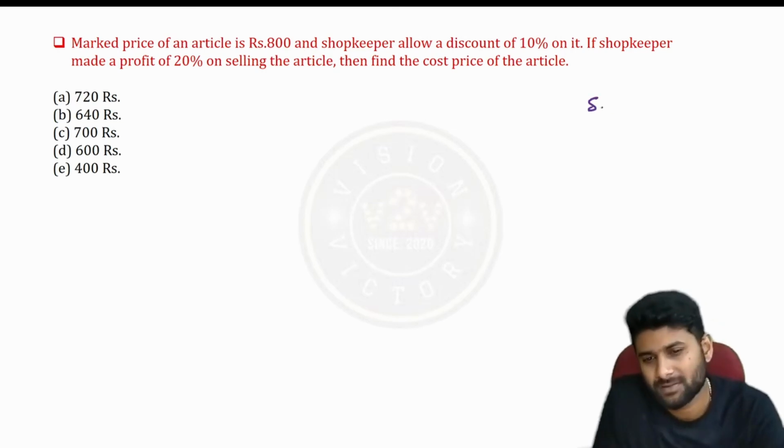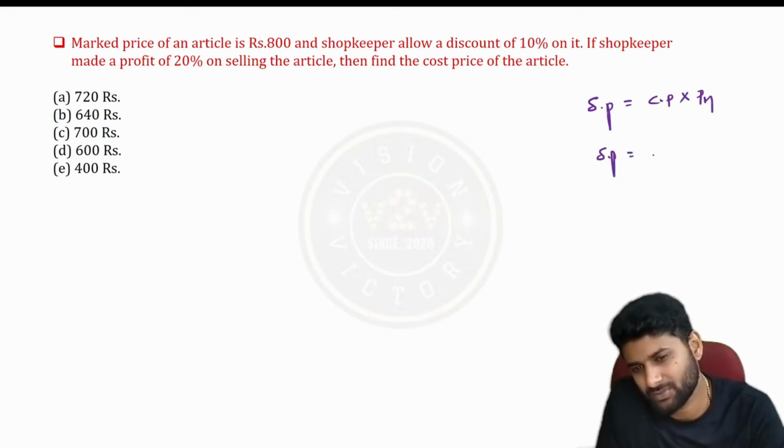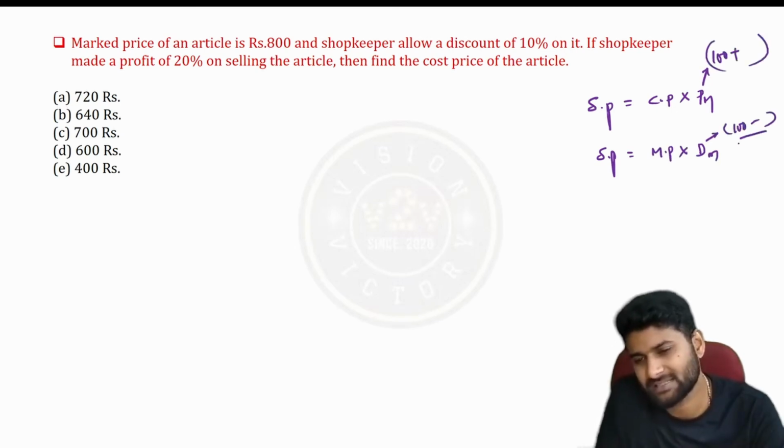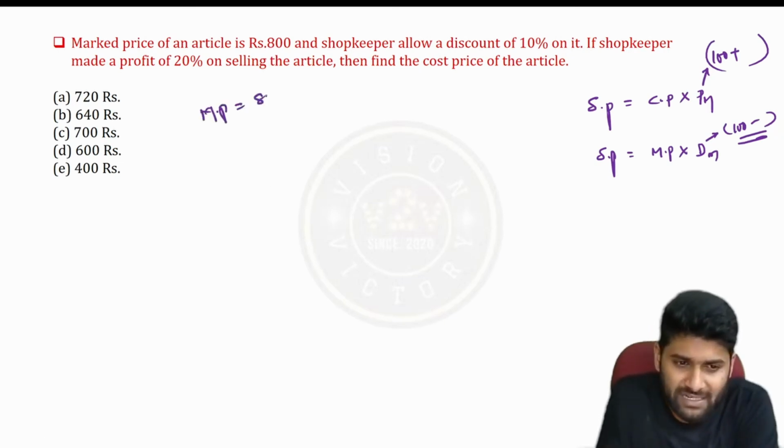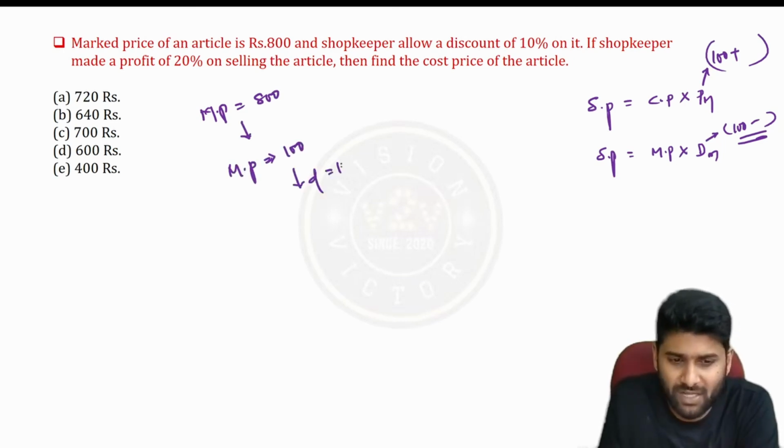See, selling price is based on cost price multiplied by the profit multiplier. Selling price is also based on market price multiplied by the discount multiplier. Profit multiplier means it's 100 plus, discount multiplier means it's 100 minus. They already gave the market price of the article as exactly 800. Let us assume market price is equal to 100 units. Now how much discount am I allowing? 10%. Now you will get the selling price. Selling price is exactly equal to 90 rupees.